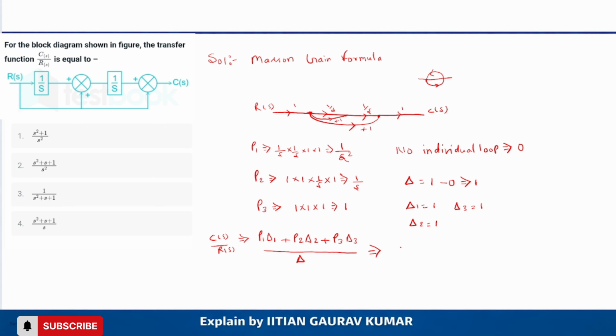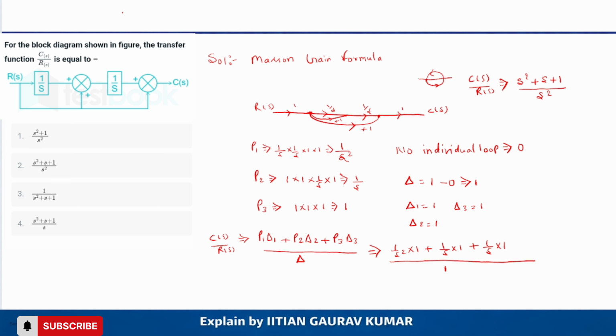So 1 by s squared into 1, plus 1 by s into 1, plus 1 by s into 1, divided by delta, and delta value is also 1. So what is the value of the closed loop transfer function? If you solve this, the value that comes is (s squared plus s plus 1) divided by s squared.